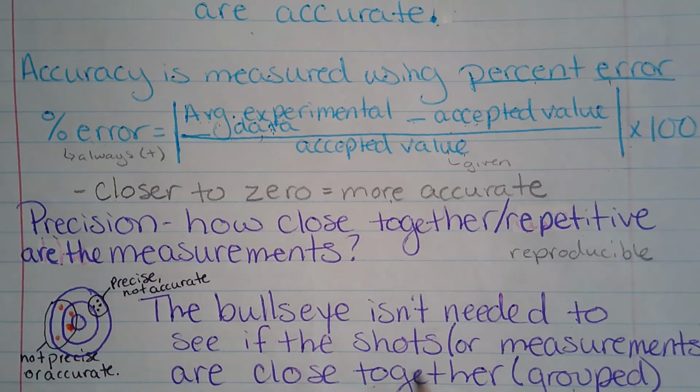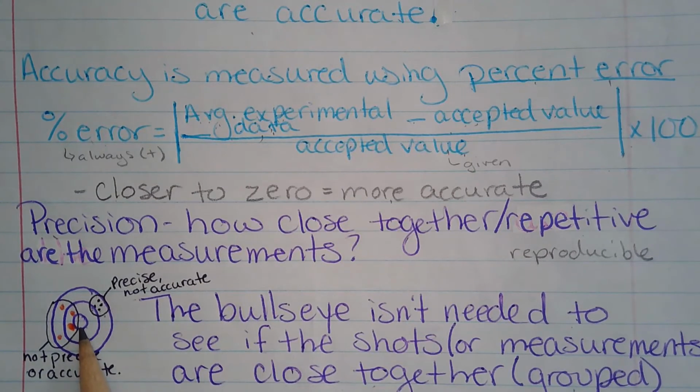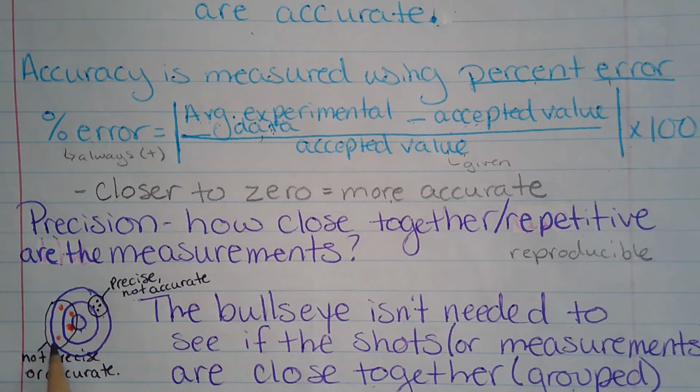Precision tells us how close together or how grouped our data is. Even without the bullseye, you can tell that the black shots here are very precise, even though they're not accurate, they're not on point. The orange shots are not precise because they're not grouped together, and they're not accurate either.